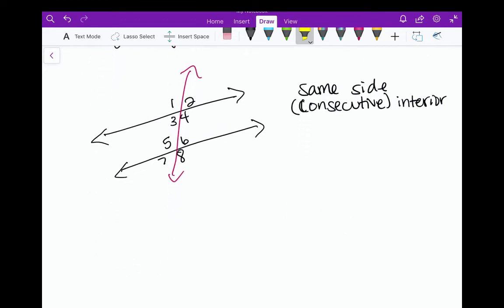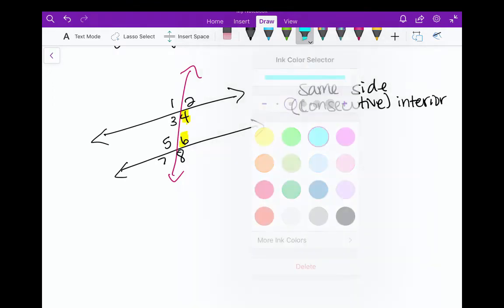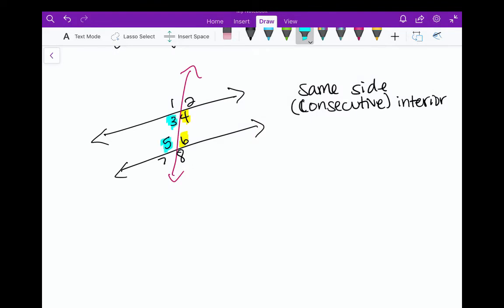Our last example is same side, and another word for same side is consecutive. Same side interior. That means it's on the same side of the transversal and it's on the interior. So 4 and 6 are same side interior, and so are 3 and 5.